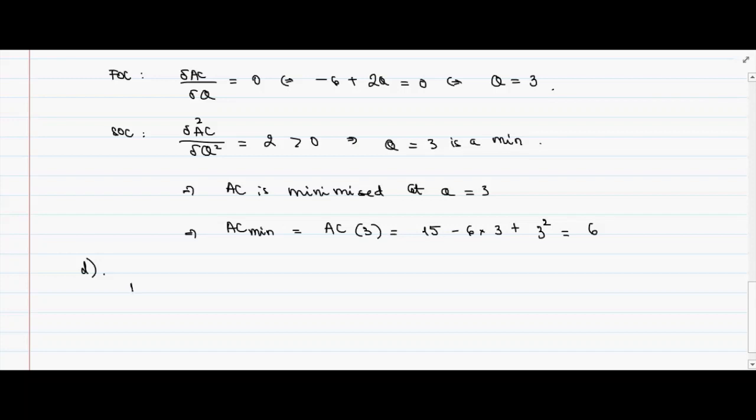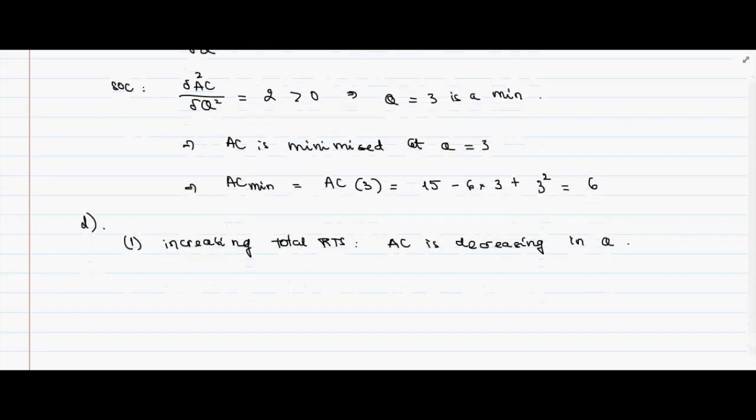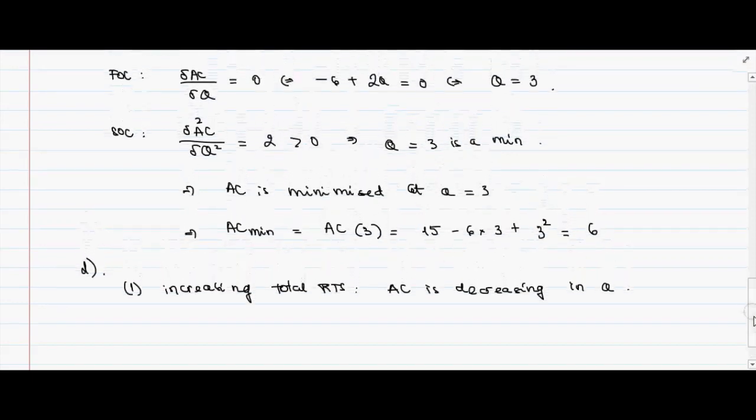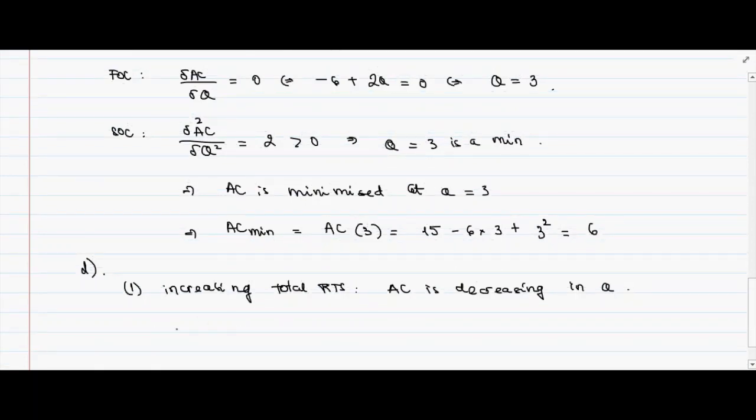Okay, so number one, increasing total return to scale. Then we would like the average cost to be decreasing in Q. Okay, so we know that average cost is minimized at quantity equal to 3. Now for any quantity smaller than 3, as we found earlier in the previous part, the change in AC given the change in Q is equal to negative 6 plus 2Q.